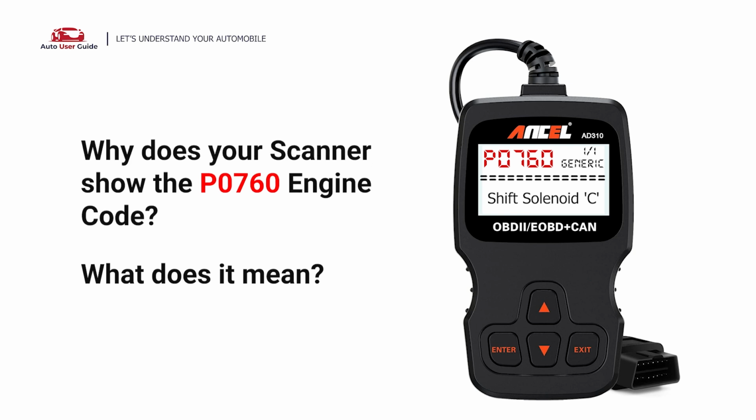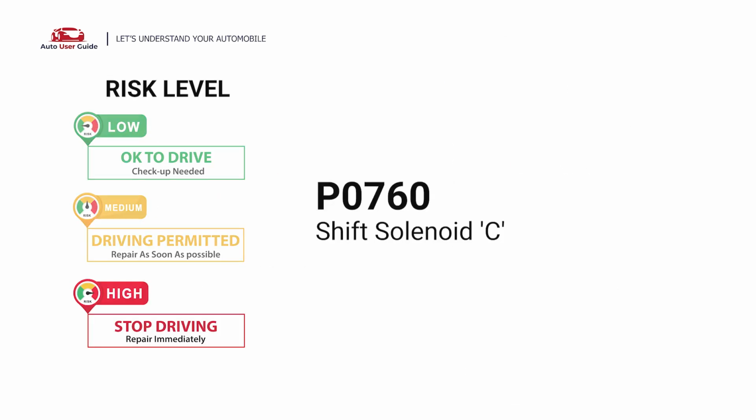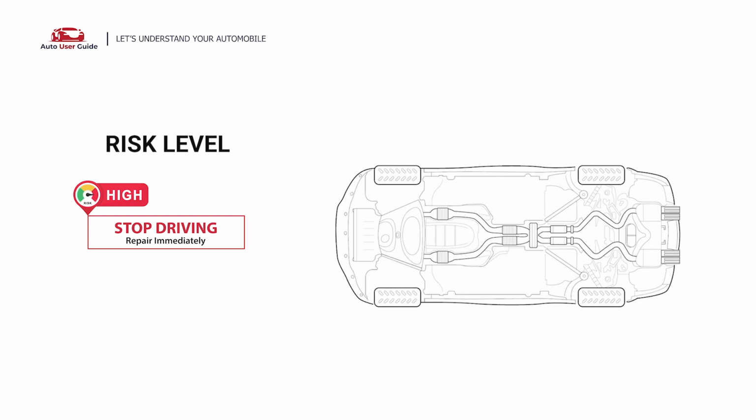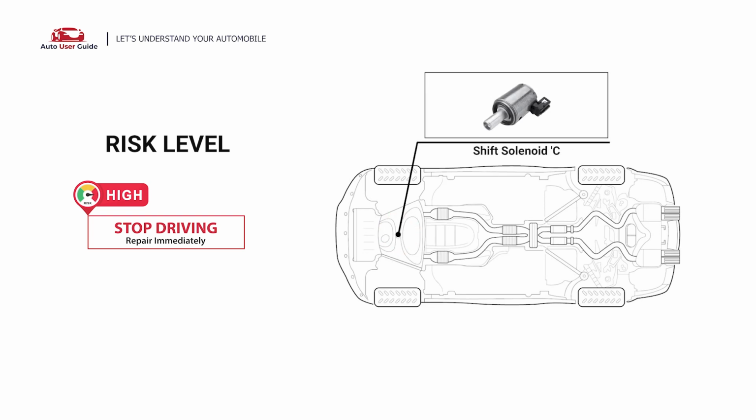Why does your scanner show the P0760 engine code? What does it mean? P0760 is a diagnostic trouble code for Shift Solenoid C Malfunction within the vehicle's automatic transmission. This engine code indicates that there is a problem with the C solenoid, which is responsible for controlling the flow of transmission fluid and thus the gear shifting process. Under this circumstance, stop driving and repair your vehicle immediately.